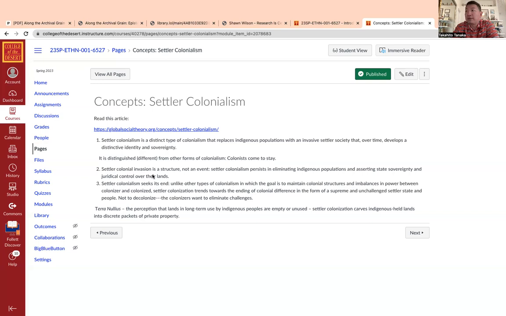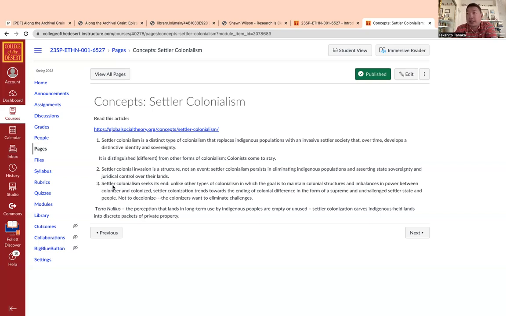So settler colonial invasion is a structure, not an event. It's not something that just happened and went away, but rather it's a continuation. Settler colonialism persists in eliminating indigenous populations and asserting state sovereignty and juridical control over their land. So again, controlling the land, and that's where we look at sovereignty.